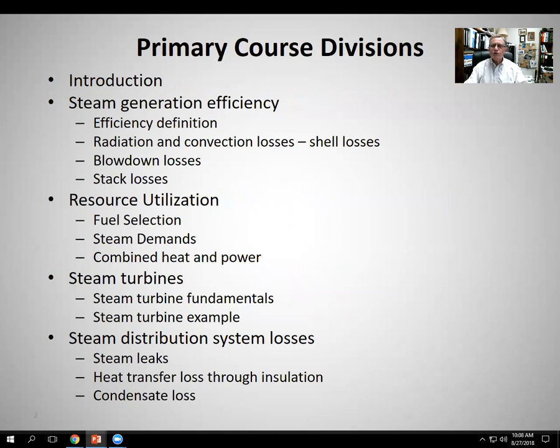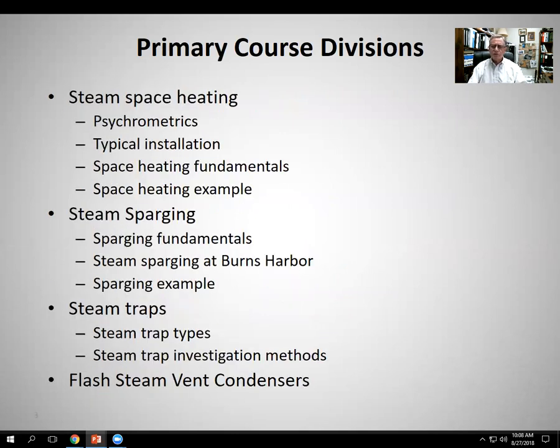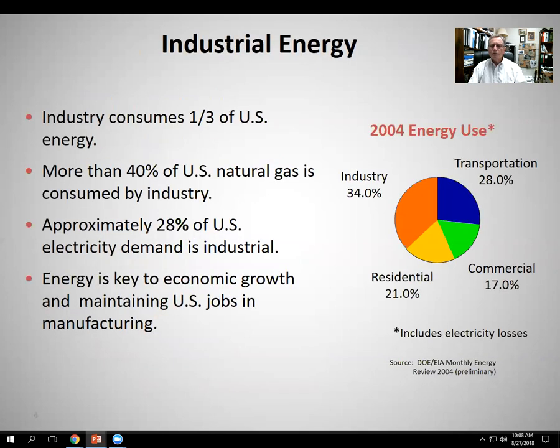Okay, so primary course divisions: introduction, steam generation efficiency, resource utilization, steam turbines, steam distribution system losses. And some of this we may skip, but I will give you slides on all of this. Perhaps we'll discuss space heating with steam, steam sparging, steam traps, flash steam vent condensers. And those are probably more topics than we will actually get to, but we will see how it goes.